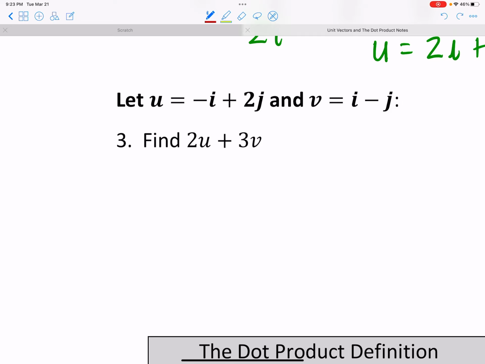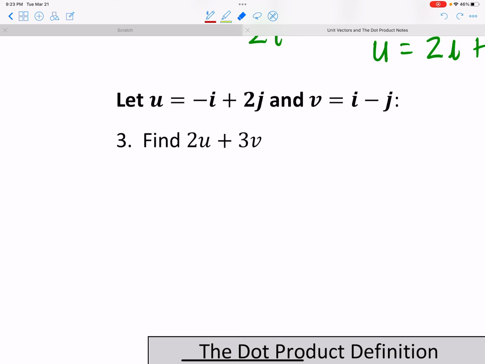So recognize that this negative 1 in front of the i and positive 2 in front of the j means this vector could also be written as negative 1 and positive 2. So when I go to find 2u, in the same way I would just multiply by 2, I could just multiply each of these by 2. Alright, so the same operations we could apply to either form, but I'm going to leave them in this form.